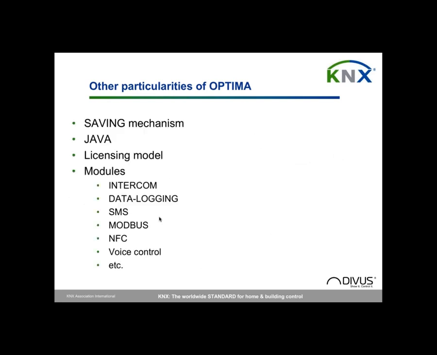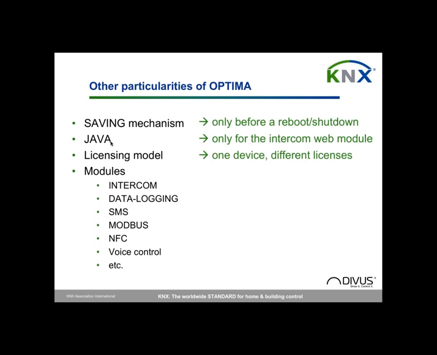Other specific particularities of Optima. Optima, again, is the name of the software of the KNX server by Dboot. It uses Java as well, only for the intercom web module. We have the licensing module. One device, different licenses, for example. Several modules like intercom, data log, SMS, Modbus as well. Very interesting because we can interact with Modbus devices. NFC, this is NFC tags. I put my phone on some table, for example, where a tag is located, and I can switch on a light or execute a scene or whatever.